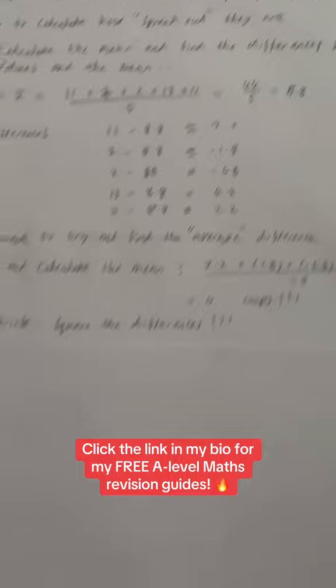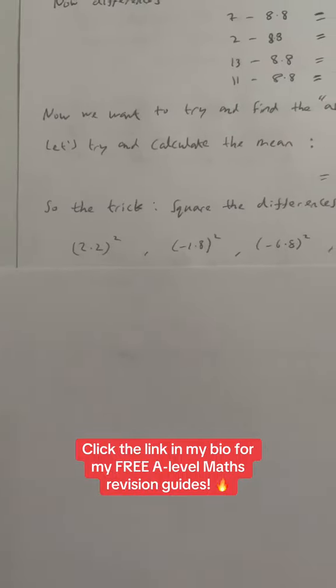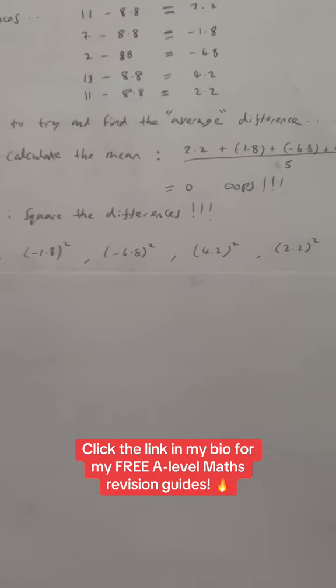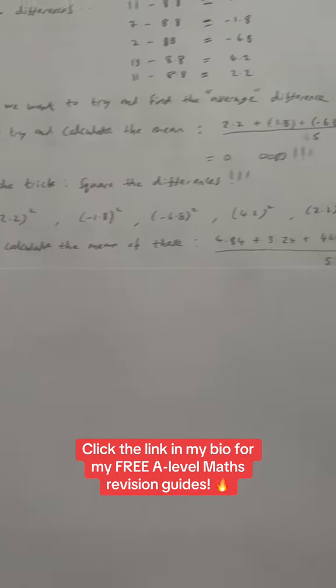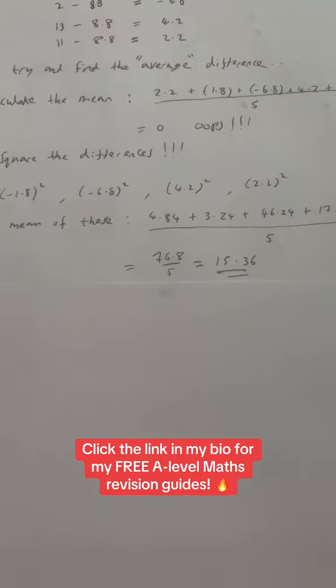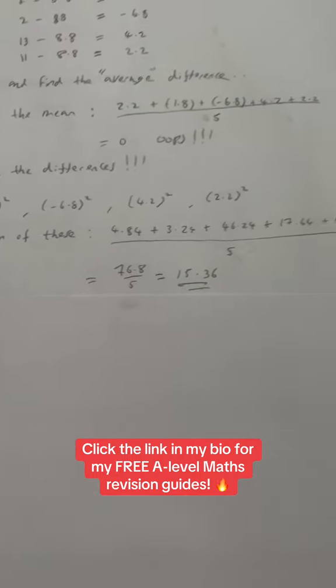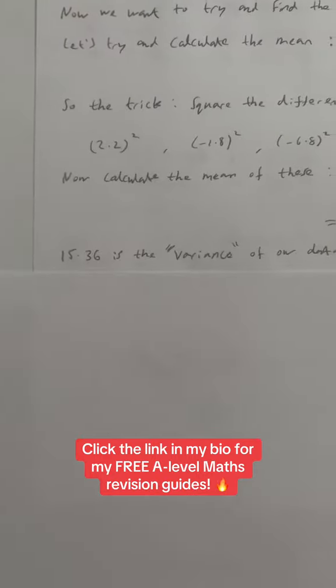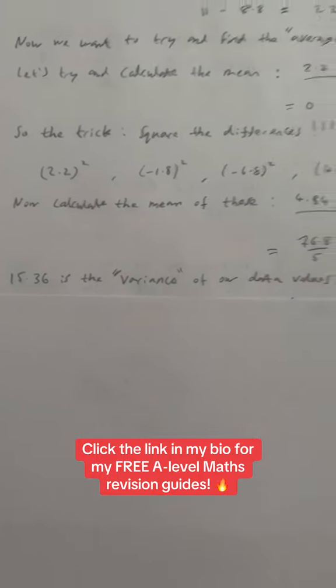So you actually want to square all of these differences. You take those differences and you square them. Now you calculate the average of these square numbers. So you square them, you add them all up and you calculate the average of those square values. And if you do that, you should get about 15.36. We call that number the variance. That is the variance of a data set.